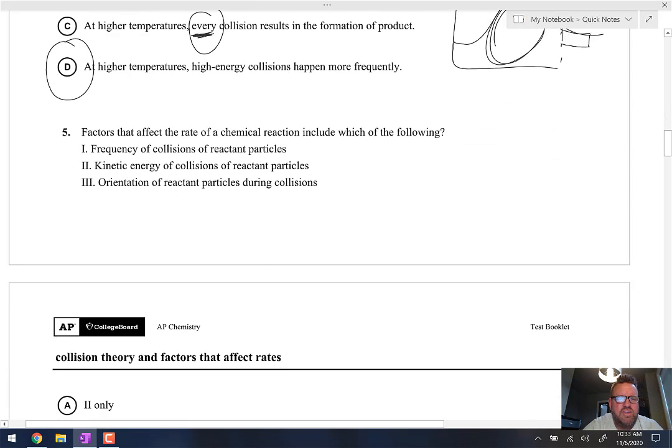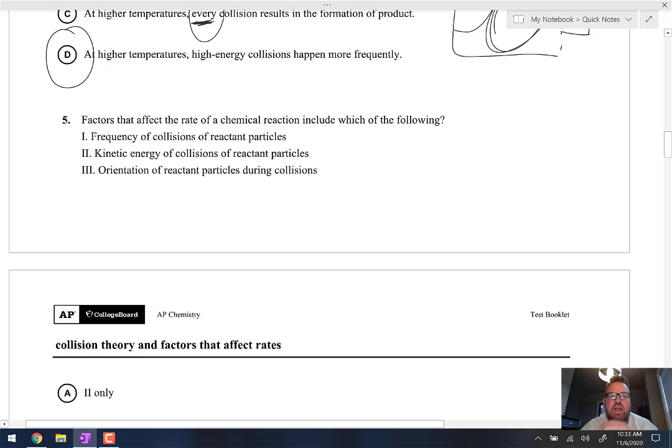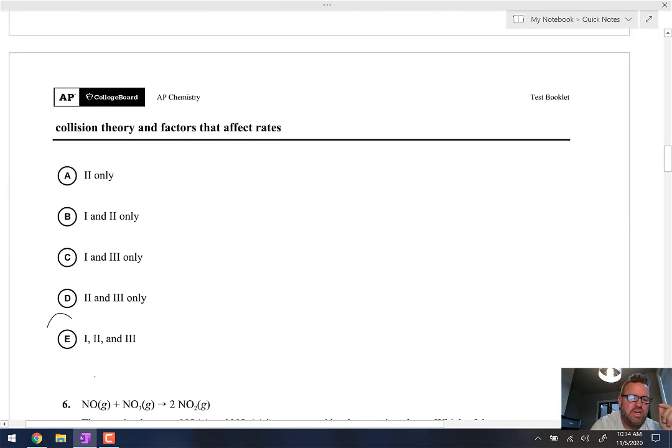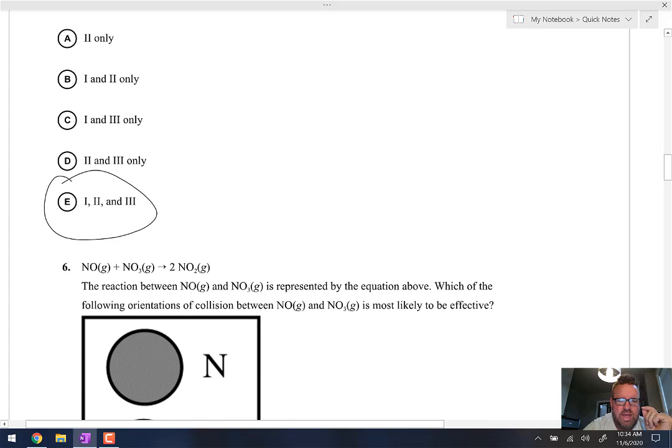Number 5: factors that affect the rate of a chemical reaction. What makes a reaction go faster is frequency of collisions. Frequency of collisions depends on concentration, so absolutely, that's a yes. The kinetic energy of the collisions of the particles, which is basically the temperature. And then number 3 is orientation. The only one they left out was catalysts. Yes, all 3 of those are absolutely factors that affect the rate of a chemical reaction. The correct answer has to be E.